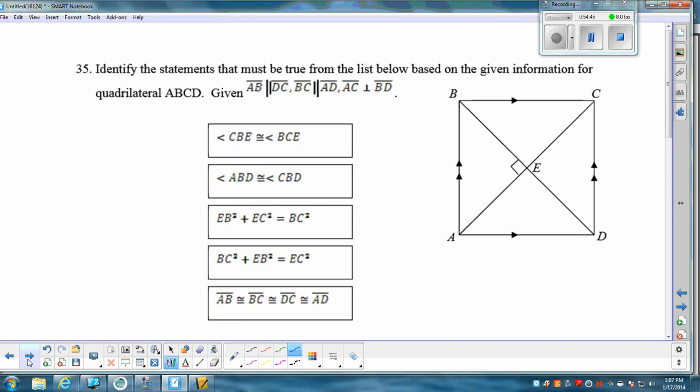So, looking at the information, we know that AB is parallel to DC, BC is parallel to AD, and AC is perpendicular to DB. Because we know our diagonals are perpendicular, we know we have a rhombus. So we're going to look at these properties with the thought in mind that we have a rhombus. So let's look. We have CBE. Is CBE guaranteed to be congruent to BCE in a rhombus?